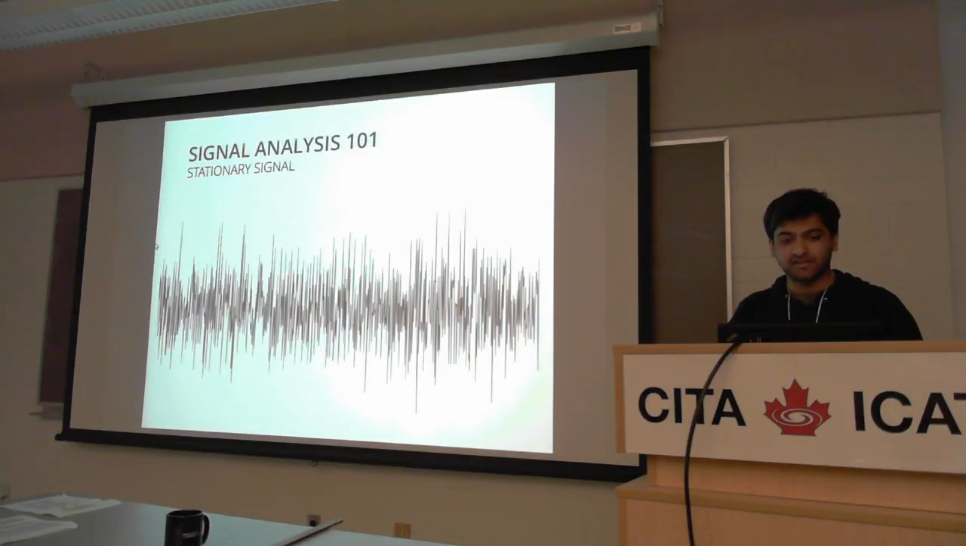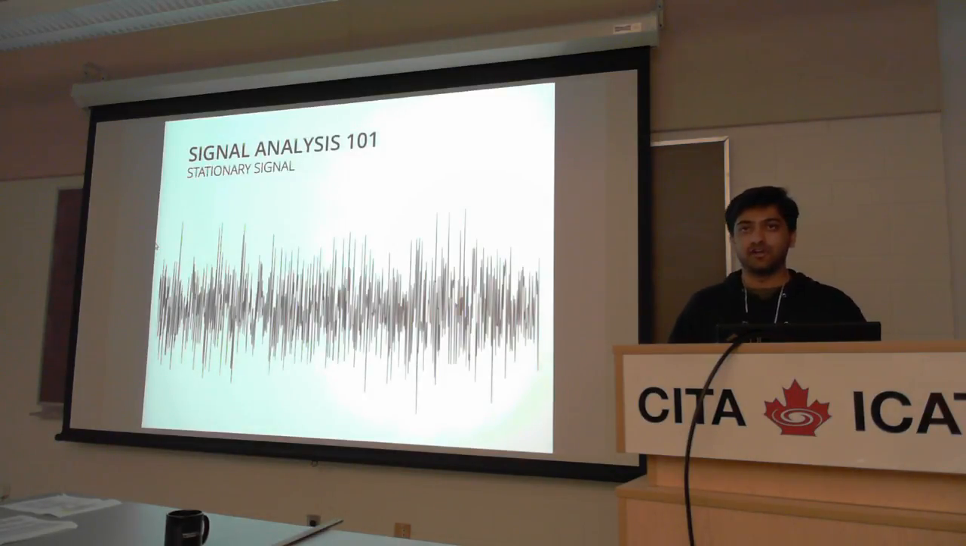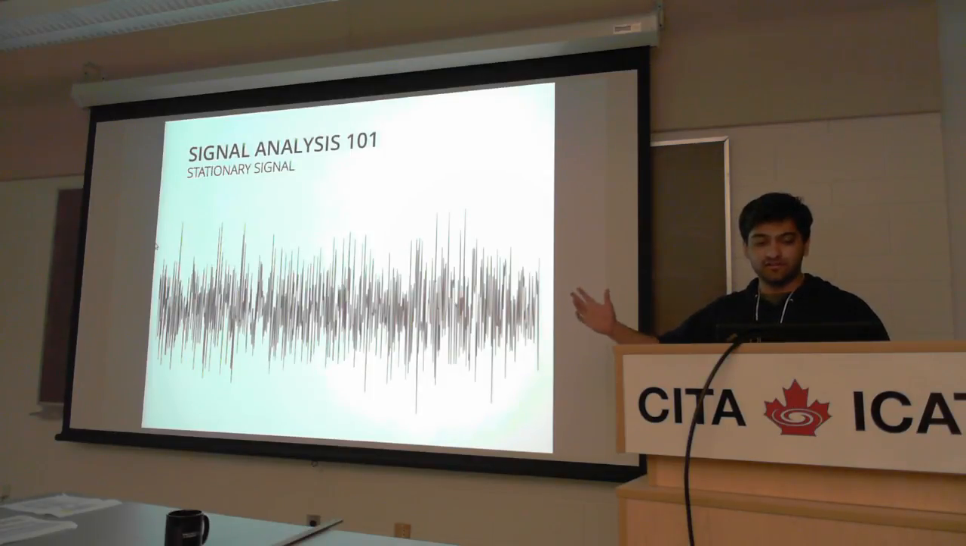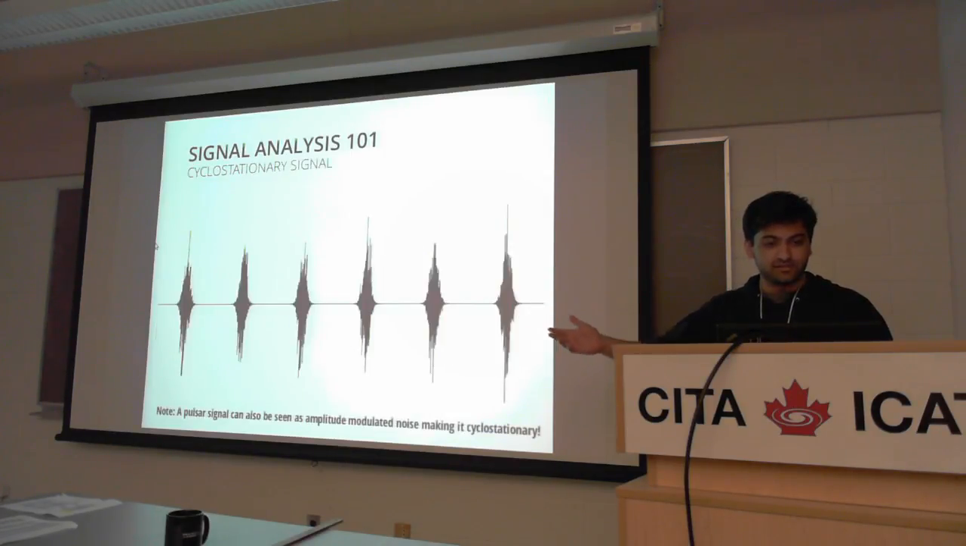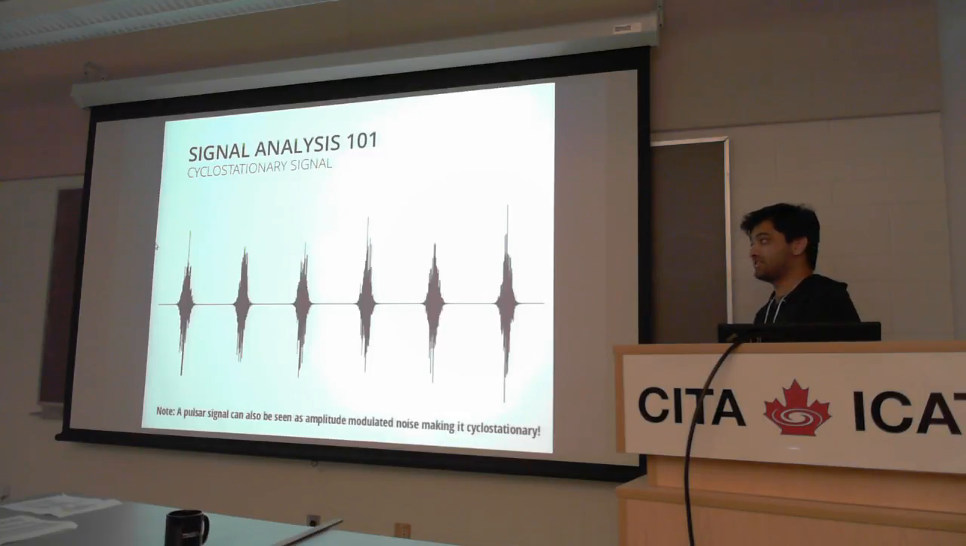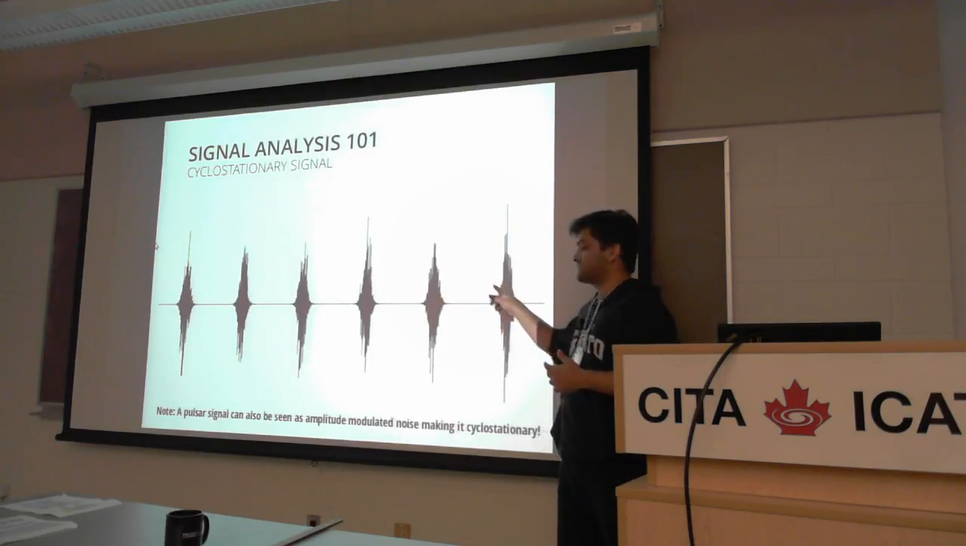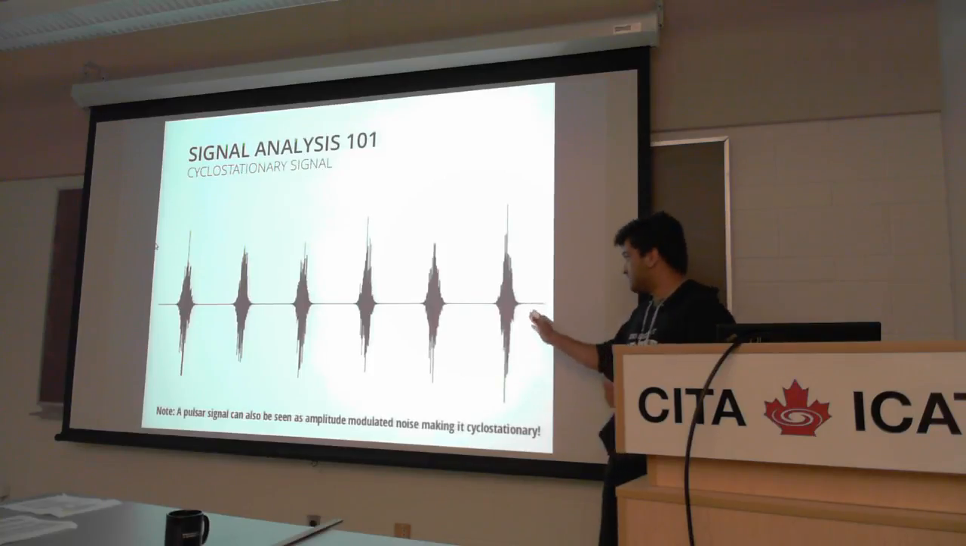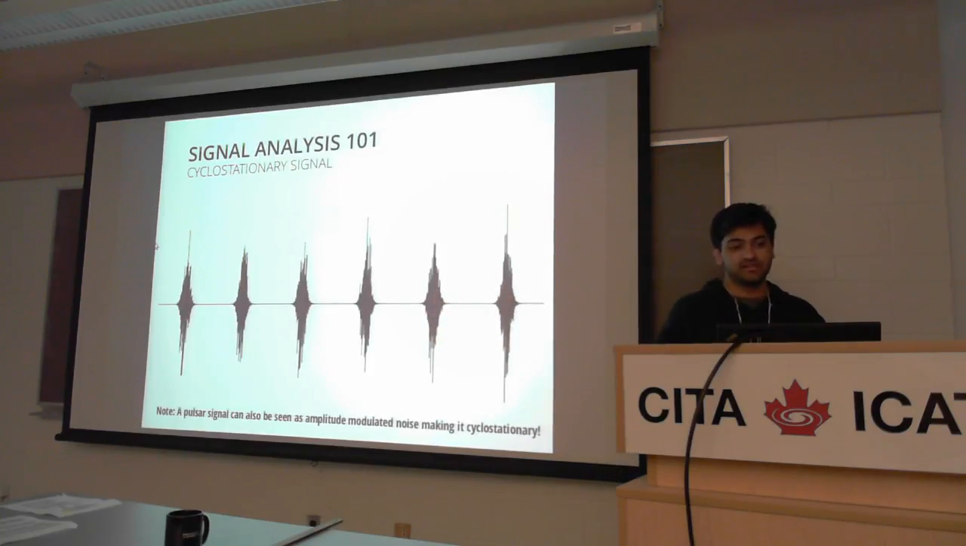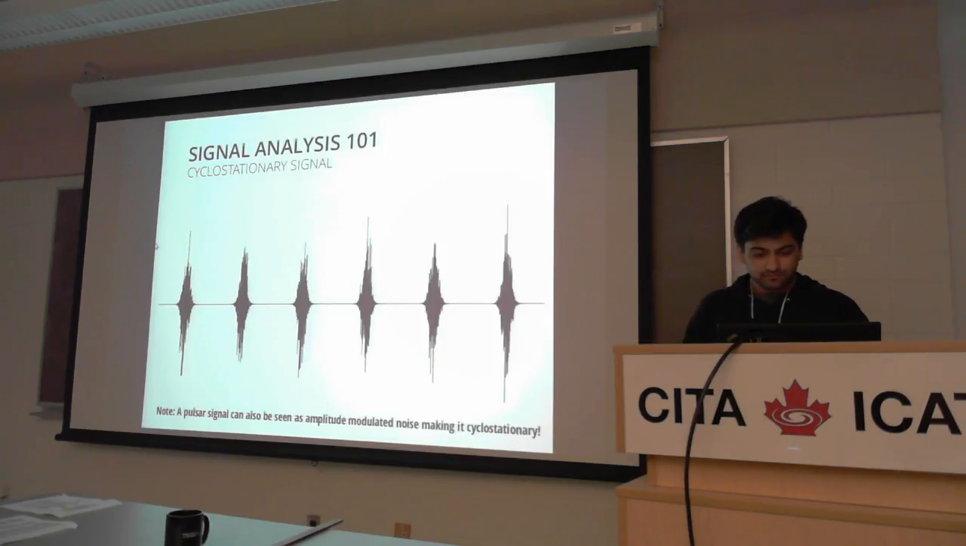So, basic signals analysis: you have a stationary signal, where the statistics don't change, are time invariant. Then there's another class of signal called a cyclostationary signal, where the statistics are cyclic, have a periodic nature in time. So if you take the same phase in the cycle, you get a stationary signal, but at different phases in the cycle, you have different stationary signals. And a pulsar signal can basically be seen as amplitude-modulated noise, because that's practically what we measure when we look at the electric field that comes from a pulsar.